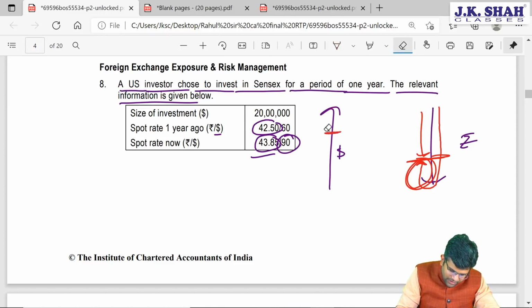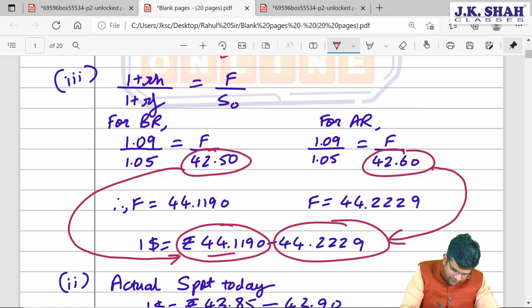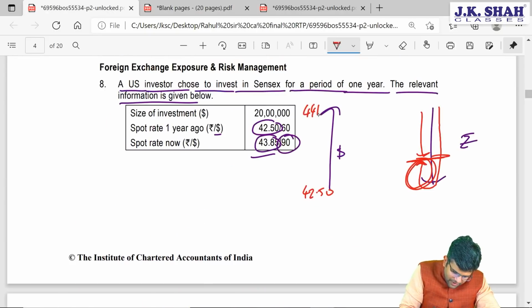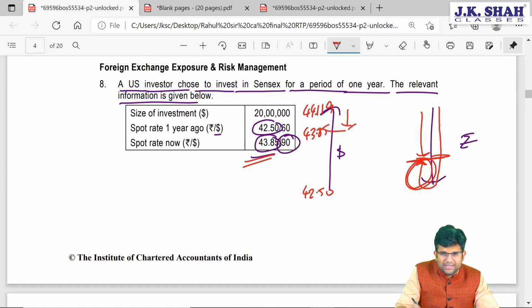So if I put numbers here, dollar which was 42.5 here should have gone to 44.119, but can I say it from here has dropped to a reality of only 43.85. So do you realize there is a slight drop in dollar, slight depreciation? Similarly, there must be a corresponding slight appreciation in rupee. Let us try to find out.